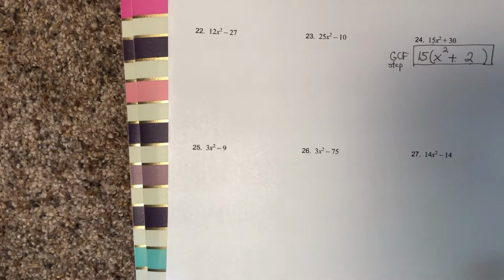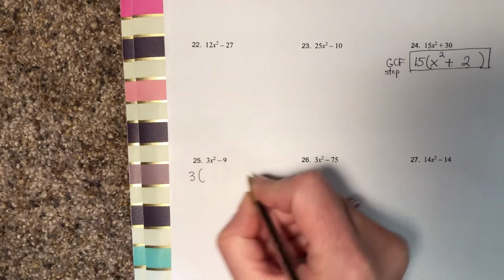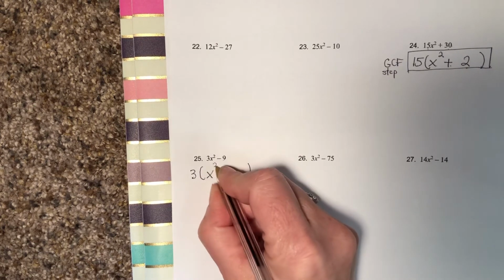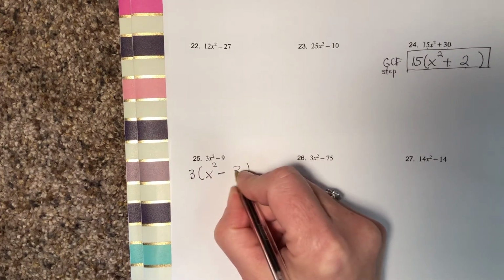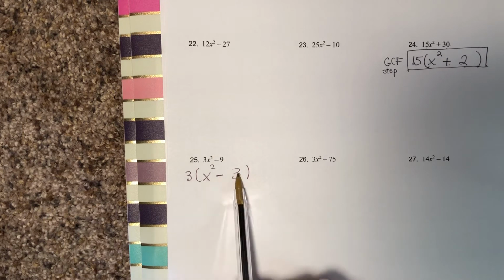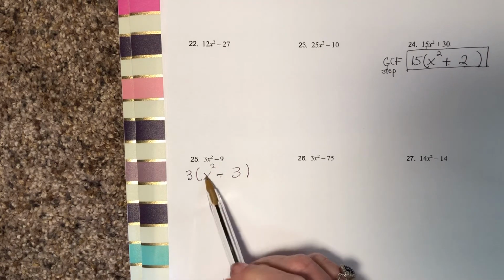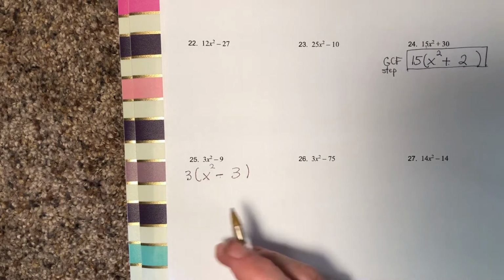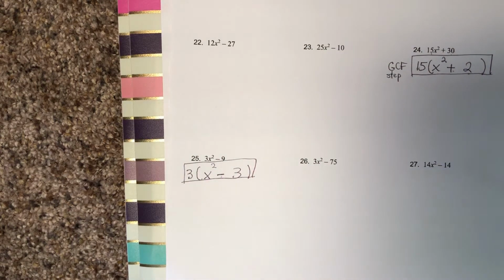Okay, number 25. There's a greatest common factor of 3. So I need to first pull out the 3. 3 times what gives me 3x squared, which is x squared. 3 times what gives me 9, put the minus there. 3. Okay, now looking at this, this is not the difference of two squares. It is a difference because it's a minus. x squared is a square, but 3 doesn't have a square root. So this doesn't break down any farther. This would be the answer. It's just a GCF.